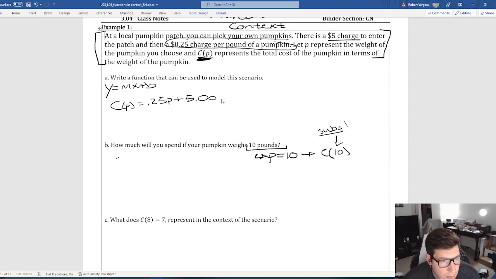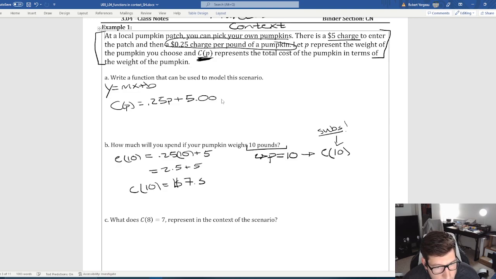And so the c of 10 is going to be 0.25 times 10 plus 5. Well, 0.25 times 10 is 2.5, plus 5. And so the cost of a 10-pound pumpkin is going to be, remember, we're working with money here, $7.50. Again, $7.50 for that 10-pound pumpkin.